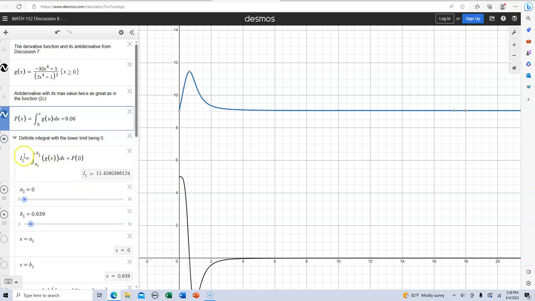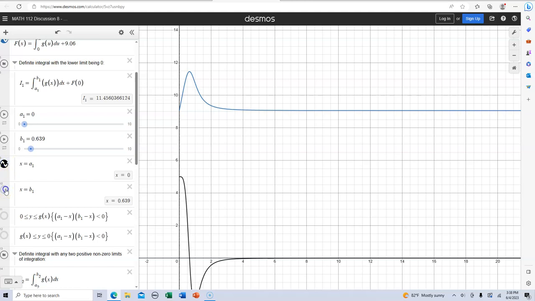So the first integral is the definite integral from 0 to B1. B1 at 0.639 hours is the peak. And so let me start turning some things on. I didn't want to do that. Let's get this back to 0. Apologize for that. What I actually wanted to turn on was this little piece right here. What I'm interested in for this first integral is what's happening here.